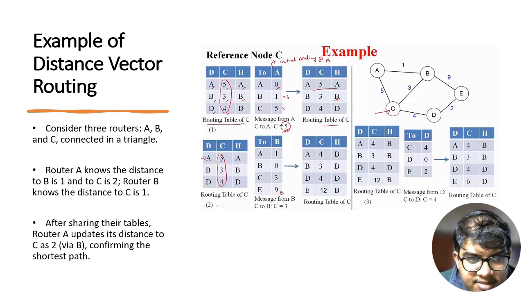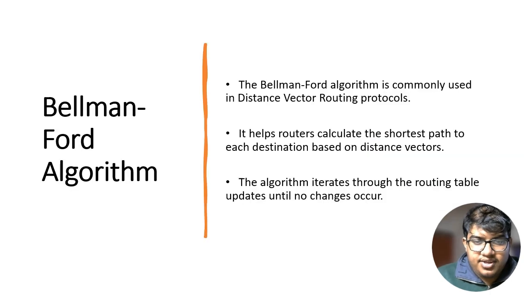After sharing the tables, router A updates the distance to C as 2 via B, confirming that it is the shortest path. So this is a very simple example you can get about distance vector routing.